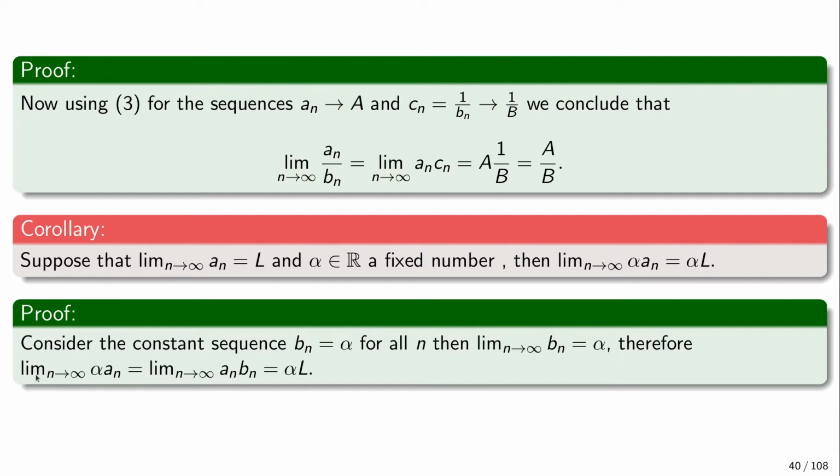And therefore, the limit of alpha times an is the limit of an times Bn. Now by what we have proved, since an converges to L and Bn converges to alpha, the limit of the product exists and equals the product of the limits. It's somewhat backward thinking, but I wanted to introduce this way of thinking: we have already proved this part that we needed to prove anyway, so we can now use it.